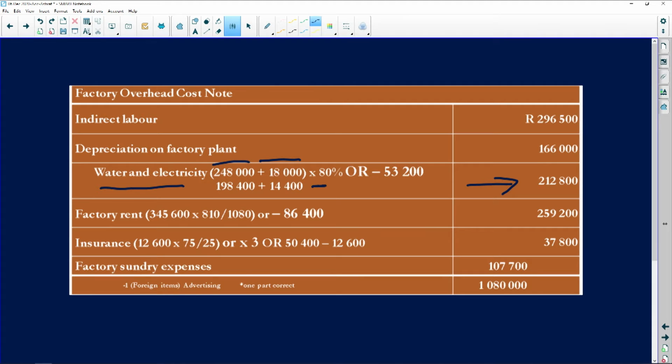Now, obviously, there's various ways in which you can work this out. So don't try and work it out in more ways than one, like the memos suggest. Whatever you're comfortable with, whatever you're okay with, that's the method that you use. So what have we done? We've taken the 248,000, which was a given figure in my given information. I added the 18,000 because it was not recorded, and then I took 80% of that figure to give me the figure that I'm looking for, the 212,800.